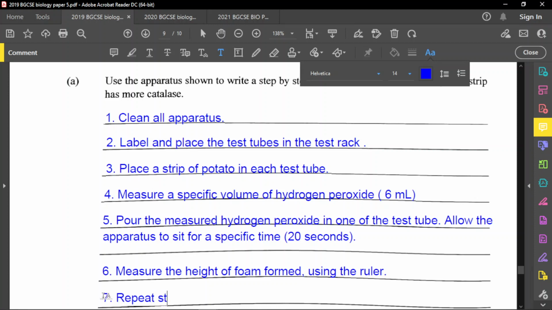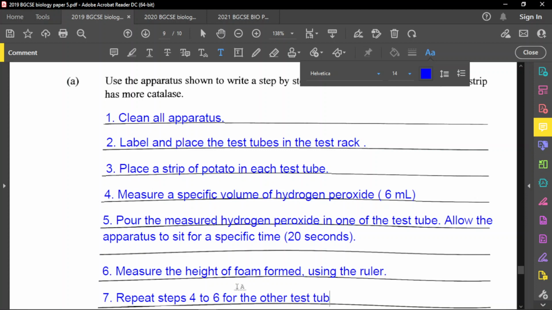Repeat steps. Where did I start this from? Measure the, okay, yeah, from step 5. So repeat step 5. Repeat step 5 to 6, or step 5 and 6. Or you can say measure step 4 to 6. Yeah. Repeat steps 4 to 6 for the other test tube.